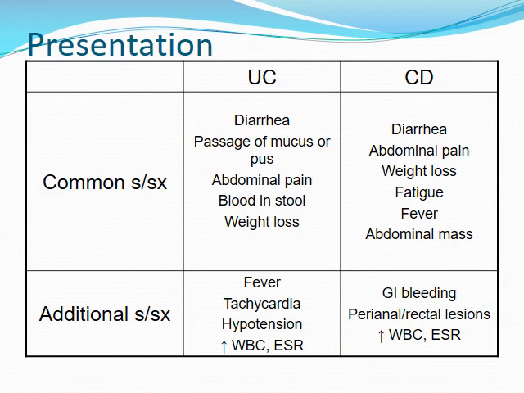Just looking at the common presentation and symptoms, the common ones include diarrhea, abdominal pain, weight loss, and so on. Additionally, you can have some more systemic effects, like fever or hypotension. Obviously, since your GI tract and immune system are ramped up, you're going to see increased white blood cell count and also increased ESR.